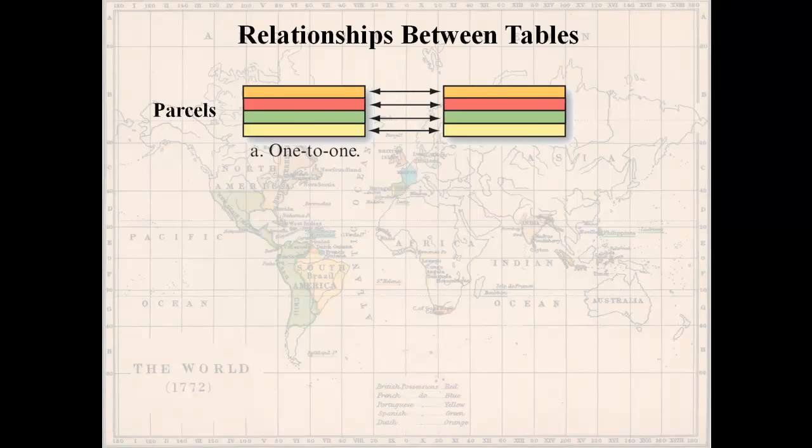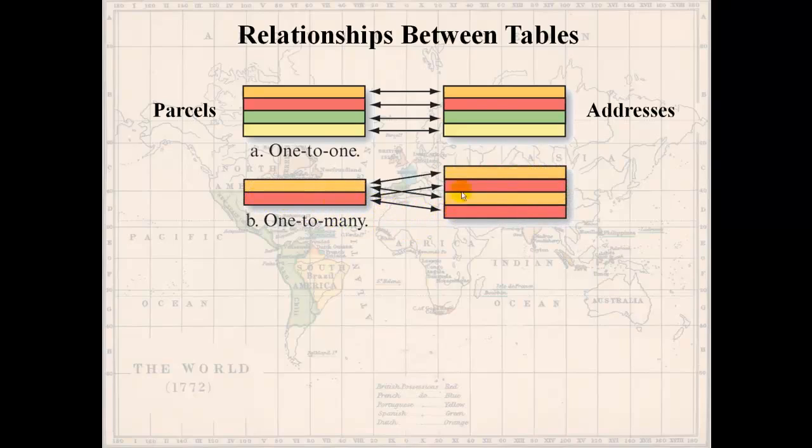One-to-one: imagine parcels and addresses. Each and every parcel has one and only one address. You can make these into sentences. So a one-to-one relationship has a source that is related to one and only one target. It's one-to-one.